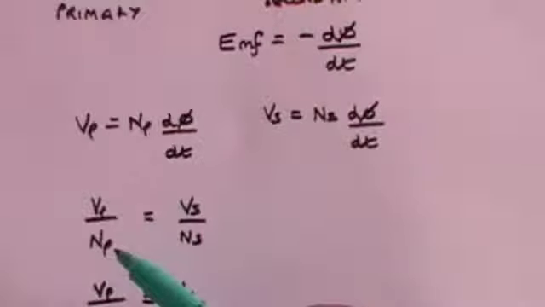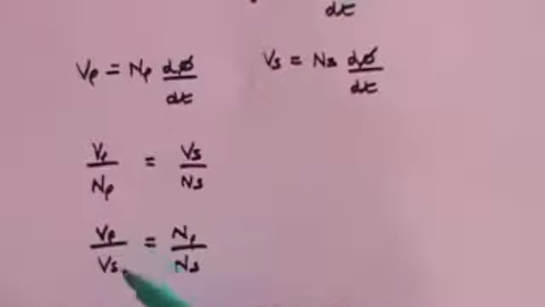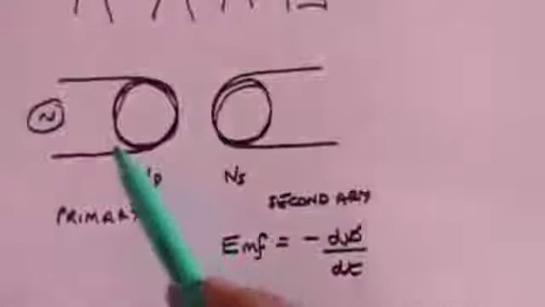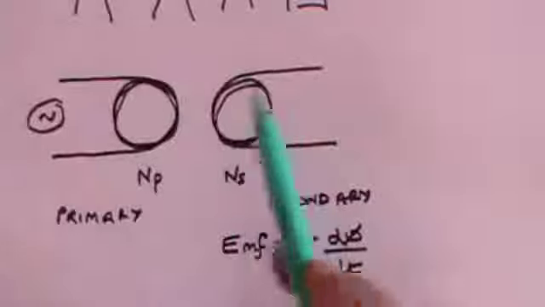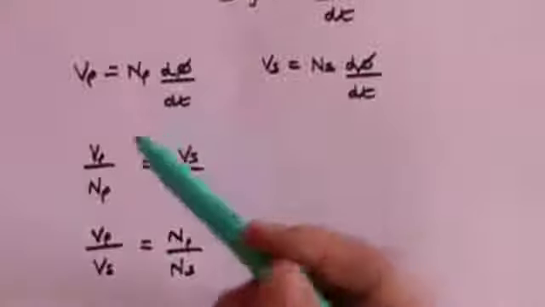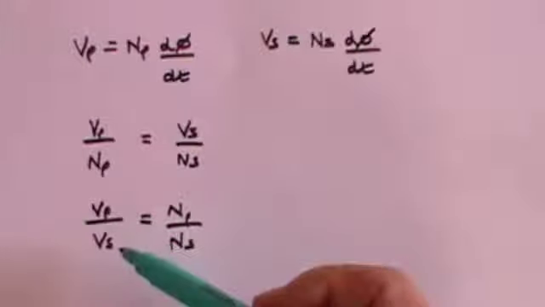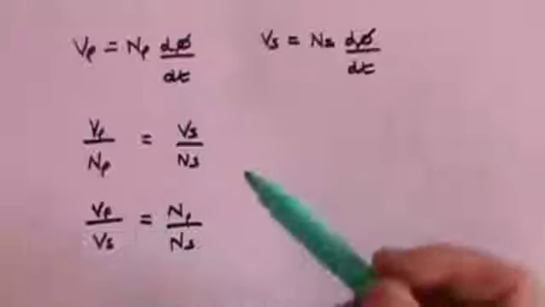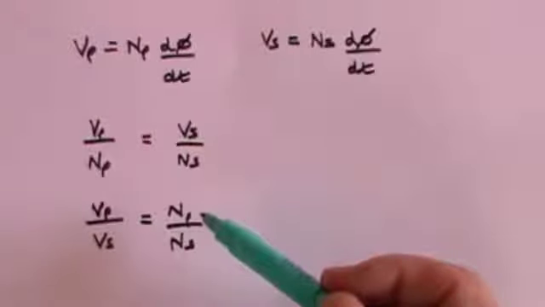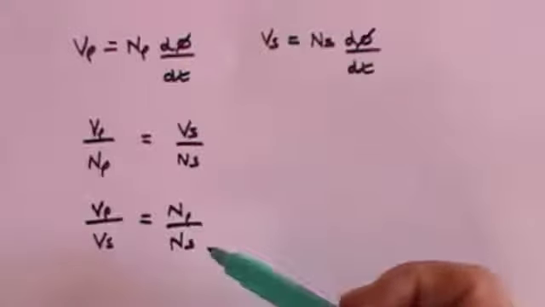And if you want to step down, so if you want VP to be greater than VS, so VP is stepping down to VS, NP must be greater than NS, so you need more turns in the primary than you have in the secondary, and by the same proportion. So, for example, if you're going from 230 volts in the primary to 12 volts in the secondary, you'd need 230 coils in the primary and 12 coils in the secondary.